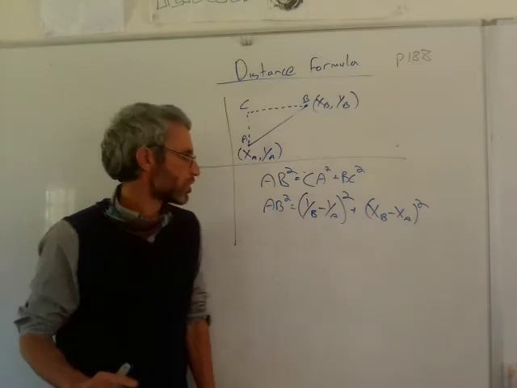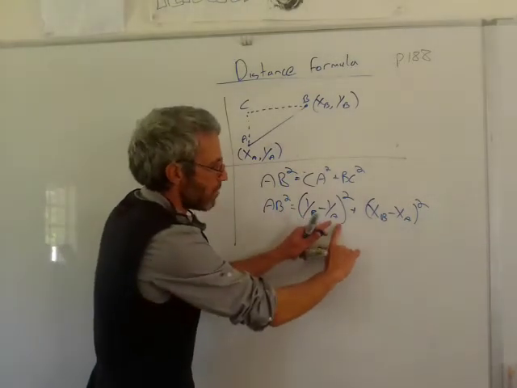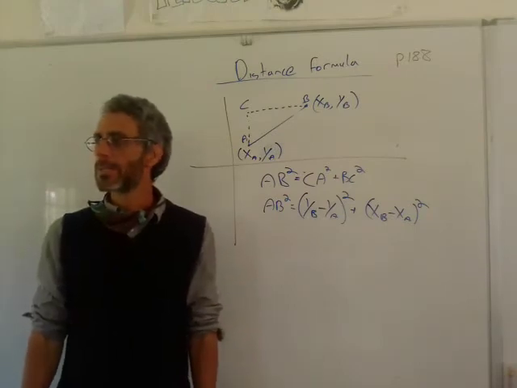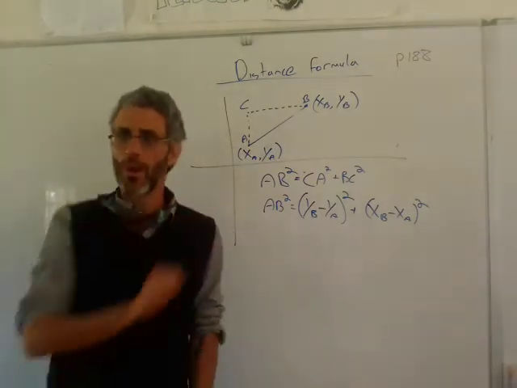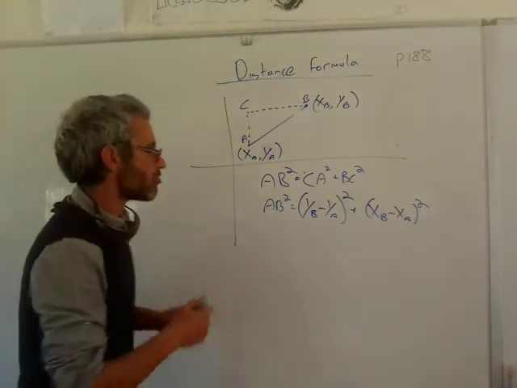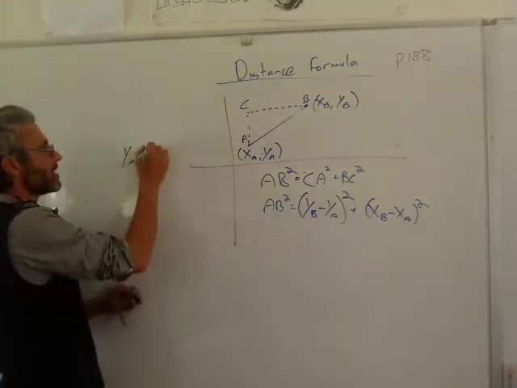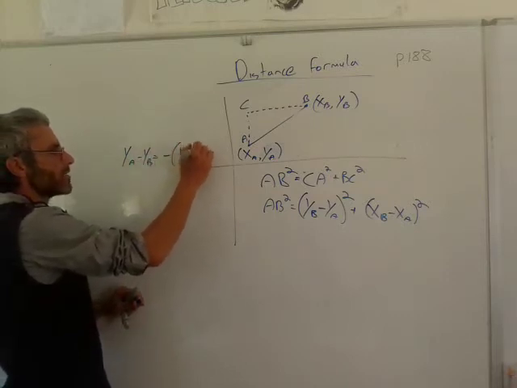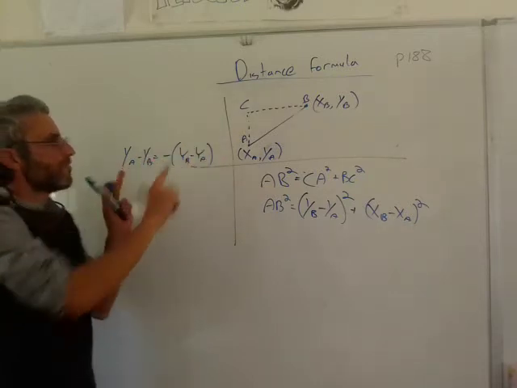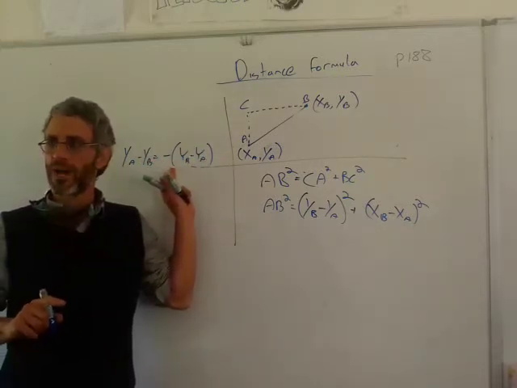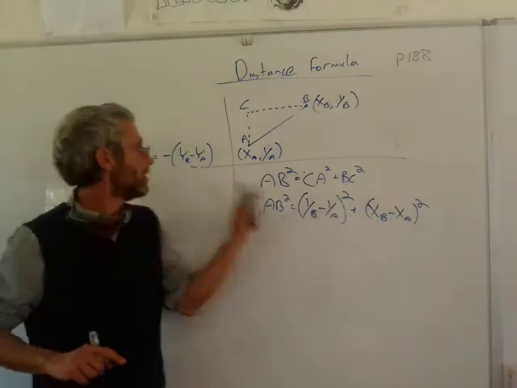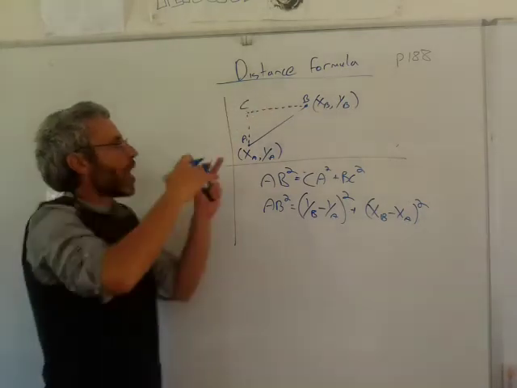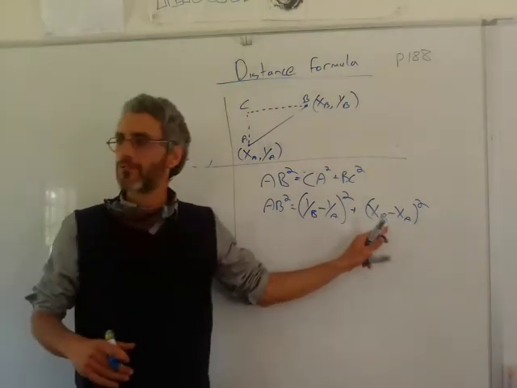Now let me ask you a question. If instead of YB minus YA, I wrote YA minus YB, would it make a difference? No, because you're squaring it. You're absolutely right. YA minus YB is going to be minus (YB minus YA). So if it was just the difference of the y, there would be a minus, but because we're squaring it, squaring the minus is going to be positive. So it doesn't even matter which y you're doing first. And the same thing, obviously, for x.